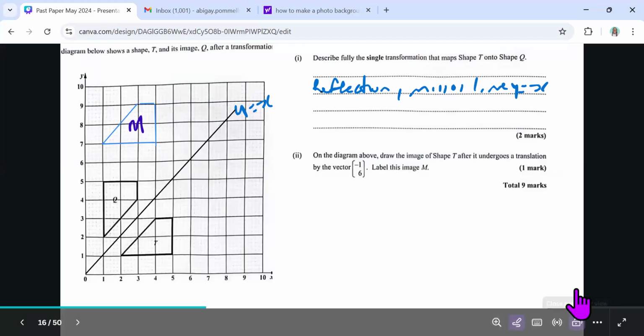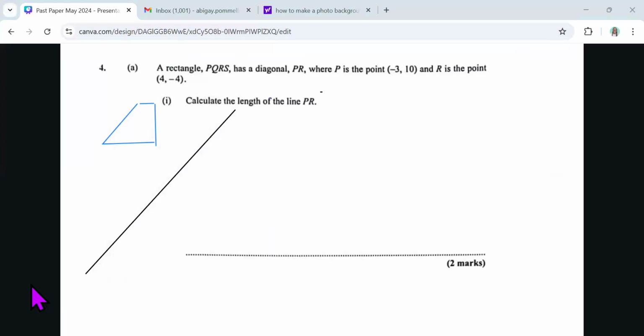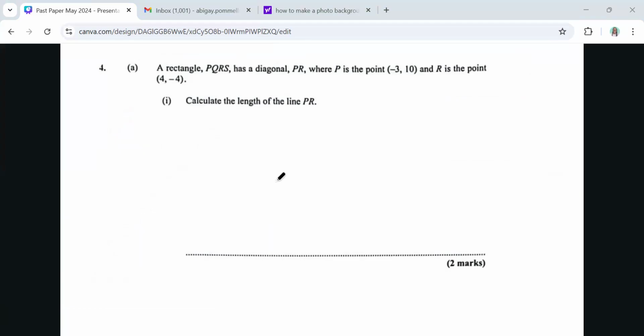All right, skipping. All right, so number 4, it says a rectangle PQRS has a diagonal of PR, where P is the point -3, 10, and R is the point 4, -4. Calculate the length of the line PR.